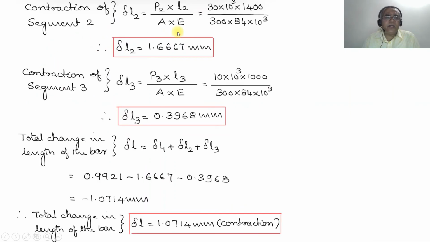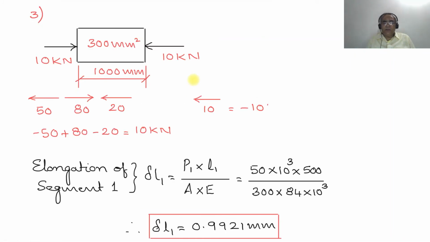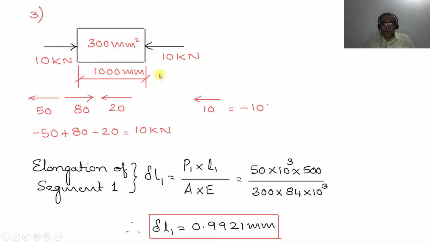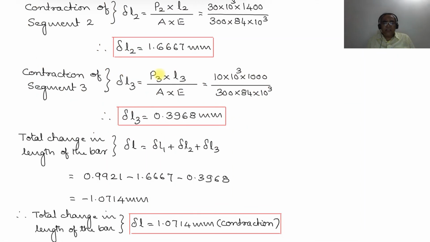Similarly, in the third segment, again we have a compressive force, so naturally it is a contraction of segment 3. Delta L3 will be equal to P3 into L3 by A into E. Why are we considering only A? Because it is a uniform cross section, where A is 300 mm squared. P3 is 10 into 10 to the power of 3, converting kilonewton into Newton, 10 kilonewton compressive, into L3, the length of the member, which is 1000 mm, divided by 300 into Young's modulus 84 into 10 to the power of 3. Therefore, delta L3 will be 0.3968 mm.